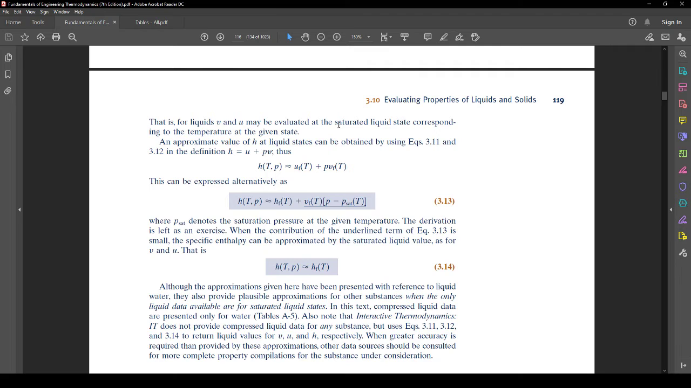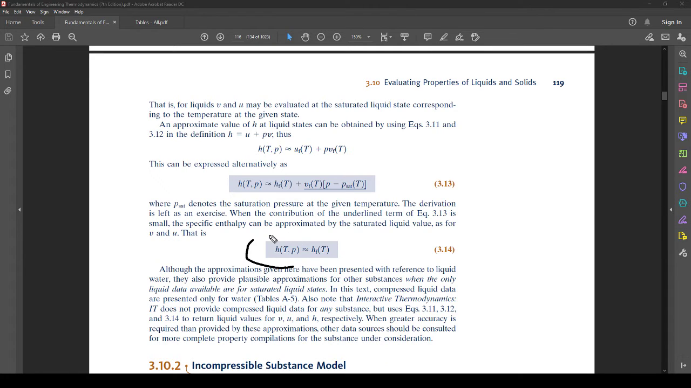Let me see if this is... Yeah, so they just tell you that this is the exact same process for H sub F. You can do the same thing, just like I said. Okay?